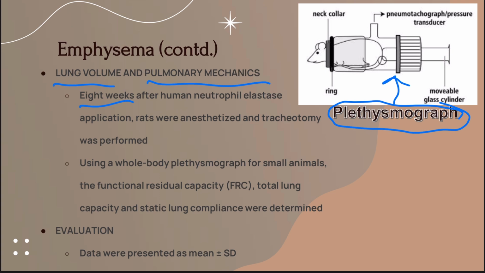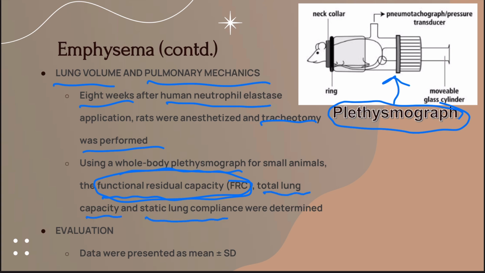So 8 weeks after the administration of human neutrophil elastase, rats will be anesthetized and then tracheotomy will be performed, and using a whole body plethysmograph, that is what you are seeing here, we will calculate the functional residual capacity, the lung volumes, that is total lung capacity, and the static lung compliance, and all the values will be presented in the form of mean plus minus standard deviation.